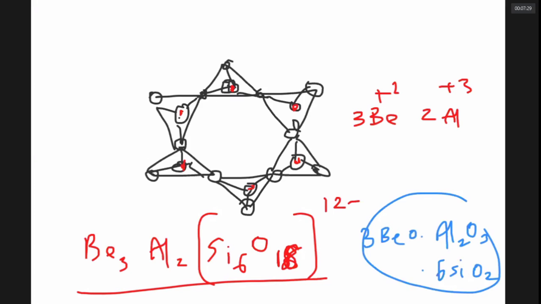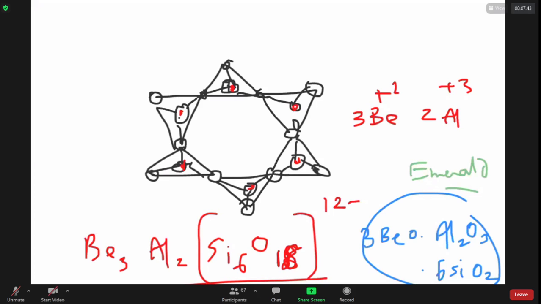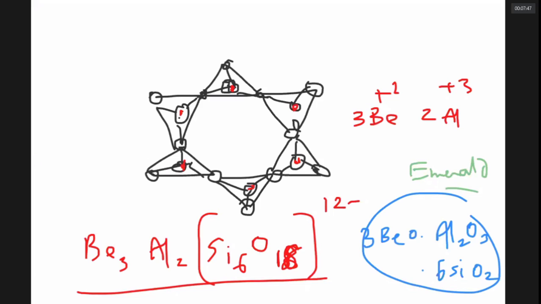In the textbook, they wrote like this. This is a green color stone called emerald. So emerald is a green color silicate where 2 corners are shared. It is called a ring silicate. Emerald is a very costly gem.